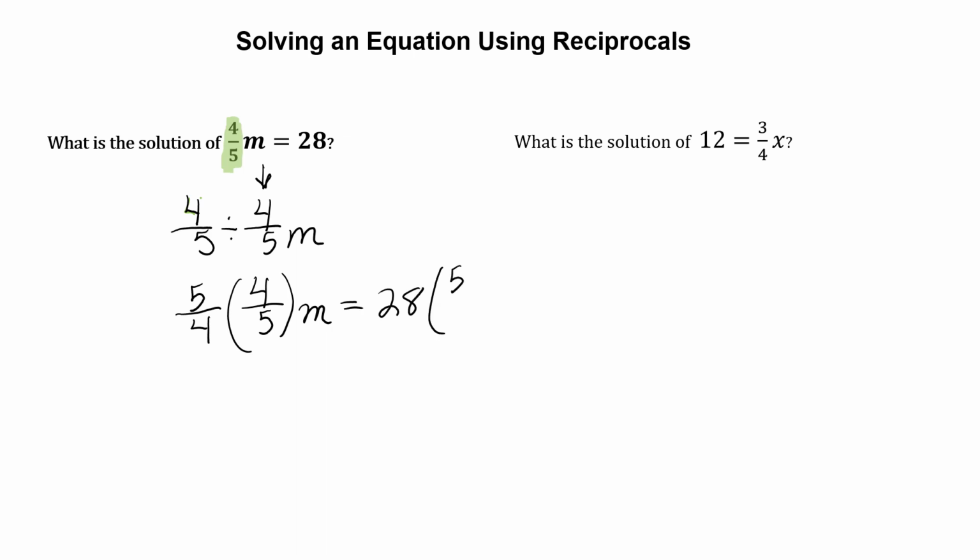So I have to multiply this. Oops, that shouldn't be a 5. It should be a 4. I'm going to multiply that side by 5/4. So look what happens. These 4s cross off and the 5s cross off. You're just left with a 1, basically. But we're not going to put the 1. m equals 28 times 5 over 4.